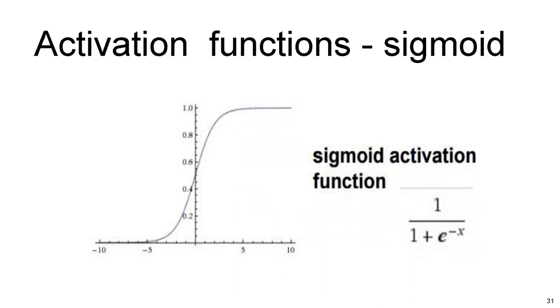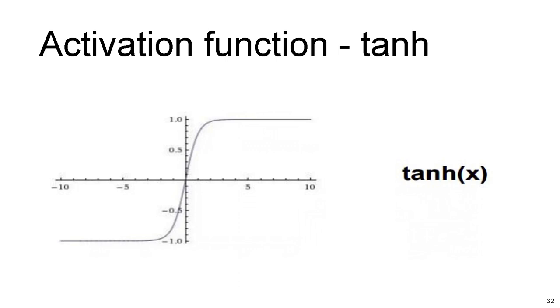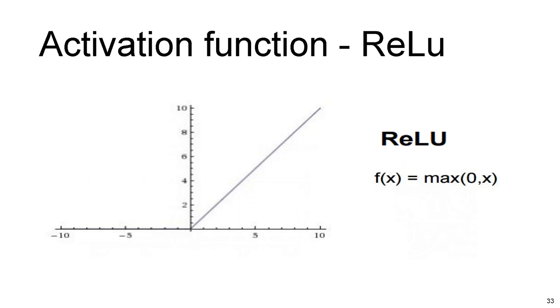So what this function essentially does is map any input to an output in the range of 0 to 1, and is defined as 1 divided by 1 plus e to the minus x. The other common activation function is tanh, that maps any input to an output between minus 1 and 1. And then finally, it would be the rectified linear unit, which maps an input to itself if it's positive, or to zero if it's negative.